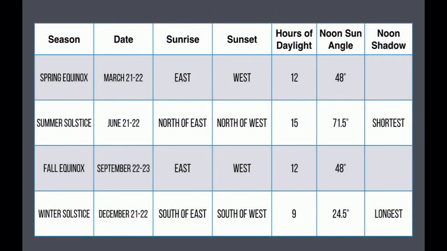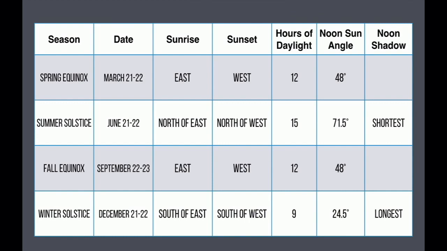So if you need to refer to this chart at any time, you can always go back onto Edpuzzle, hit pause, and have this chart visible for you so that you have the information you need. So starting at the top, it says season, date, sunrise, sunset, hours of daylight, noon sun angle, noon shadow. So our spring equinox happens on March 21st, 22nd. The sun rises in the east, it sets in the west.